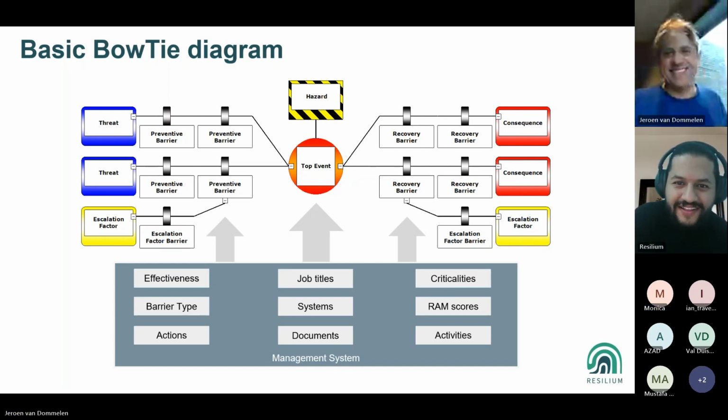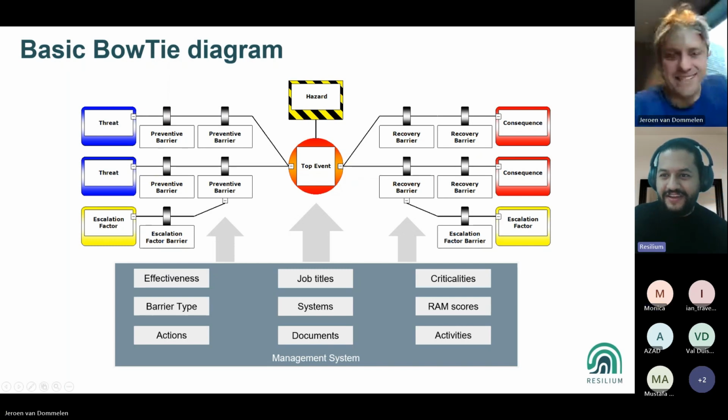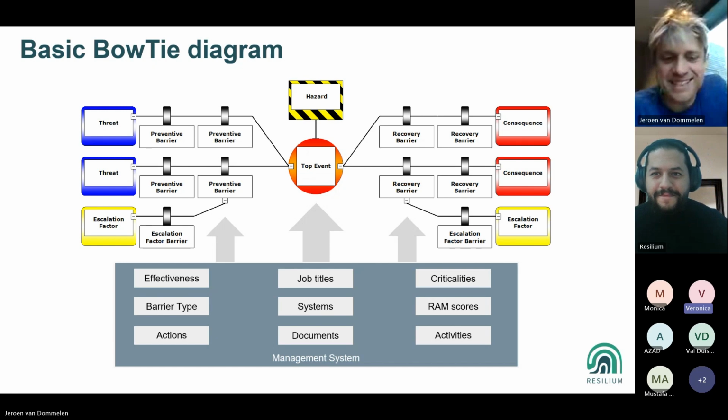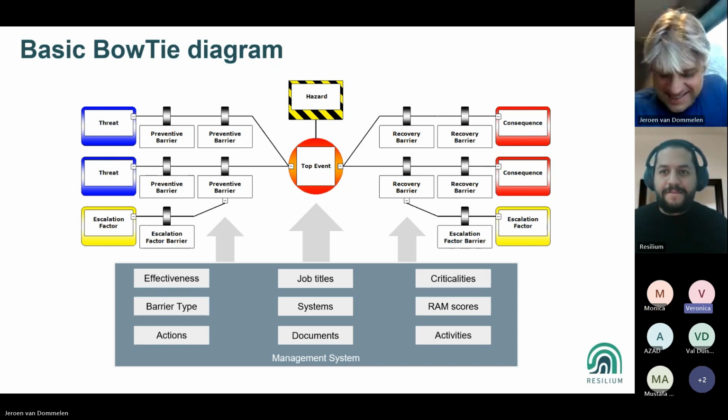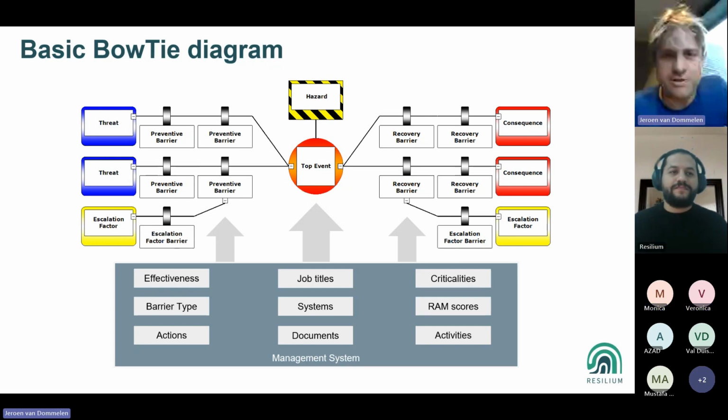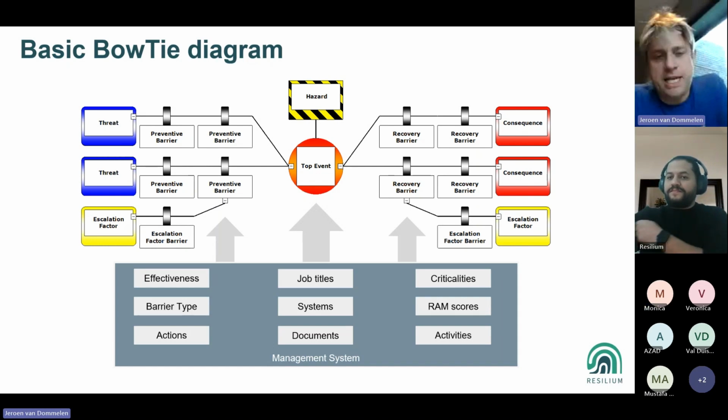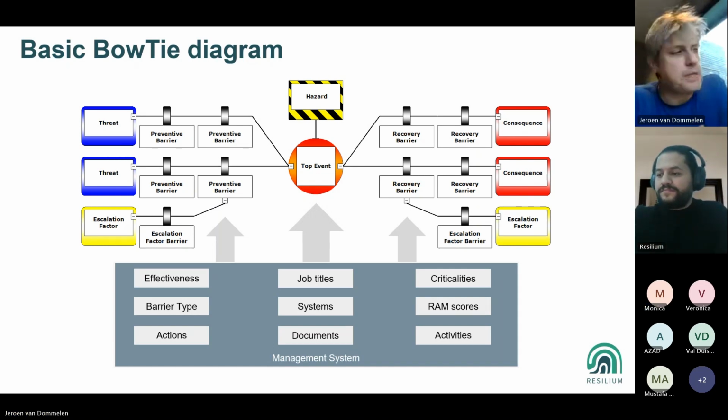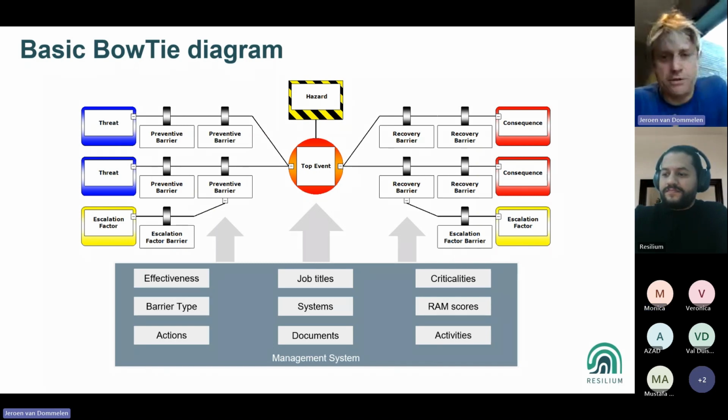Veronica has raised her hand. Yes, I have one question regarding this escalation factor. Is it related to human behavior only, or can double jeopardy of equipment failure be considered? No, it can be multiple things. An escalation factor could be a human factor, but it also could be a technical factor. If you don't maintain a technical barrier, you could have influences from weather conditions, corrosion, wear and tear. So an escalation factor can be multiple things.